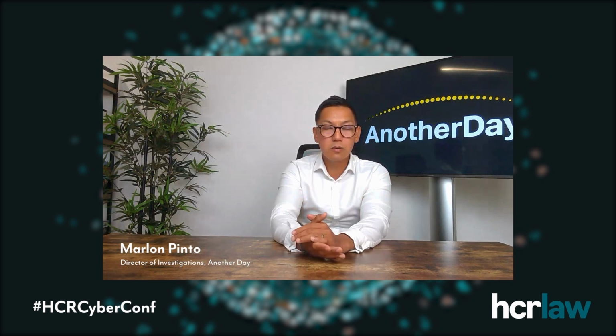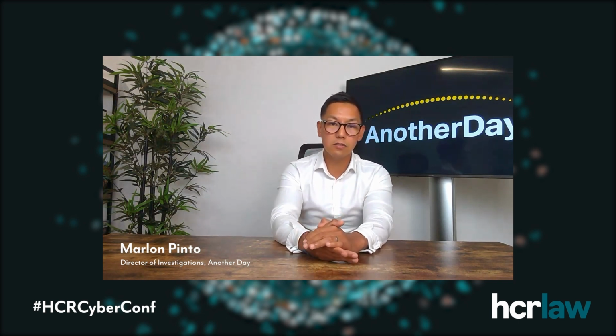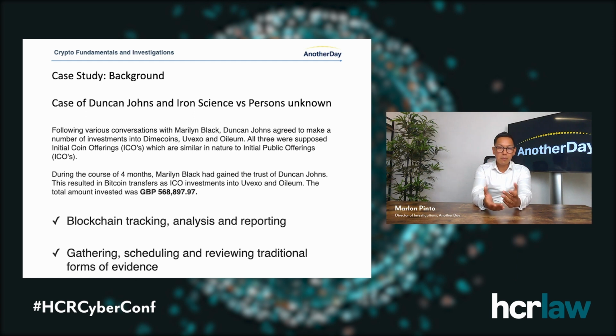So putting all of this into practice, the next couple of slides, we're going to look at the case study of Iron Science versus Persons Unknown. This case follows on from the fundamentals that I've just talked about. So with a bit of background about this case, following various conversations with Marlon Black, Duncan Johns, who was our client at the time, agreed to make a number of investments into Diamond Coins, Uvexo and Orlean. All three were supposed to be initial coin offerings, referred to as ICOs, which are similar in nature to initial public offerings.